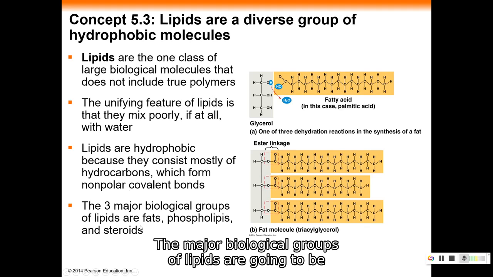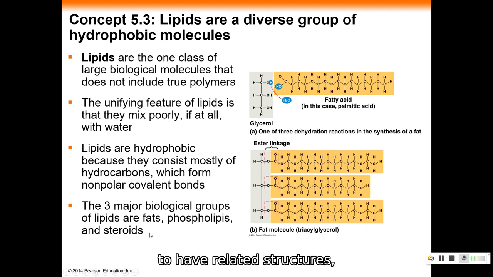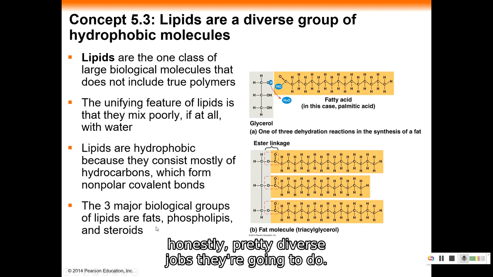The major biological groups of lipids are going to be fats, phospholipids, and steroids. And these three biological groups are going to have related structures, but pretty diverse structures, honestly, and pretty diverse jobs they're going to do.